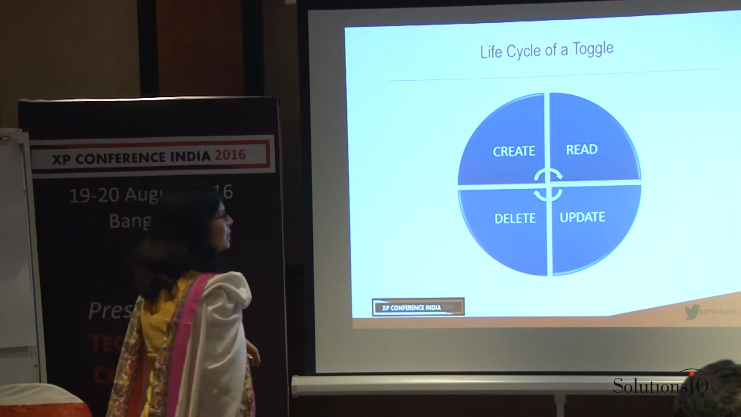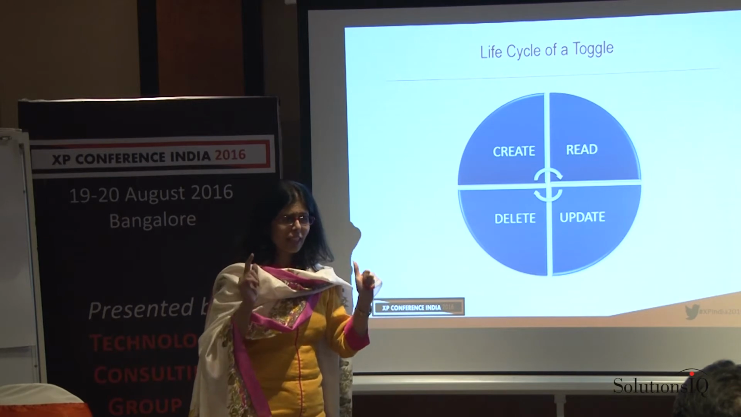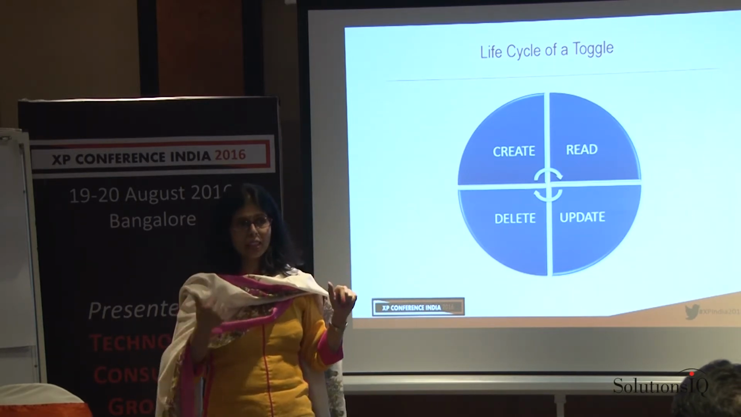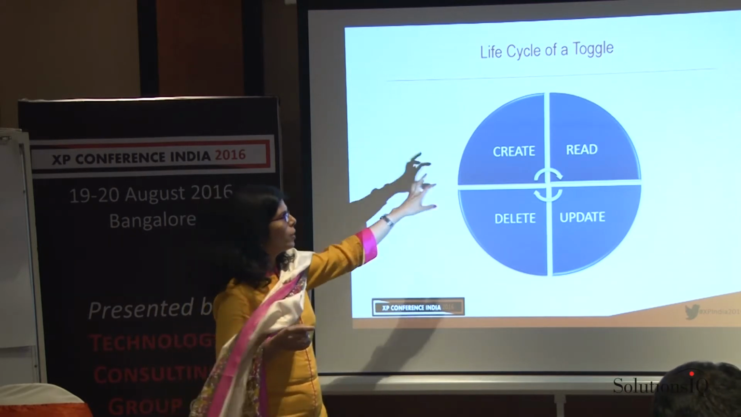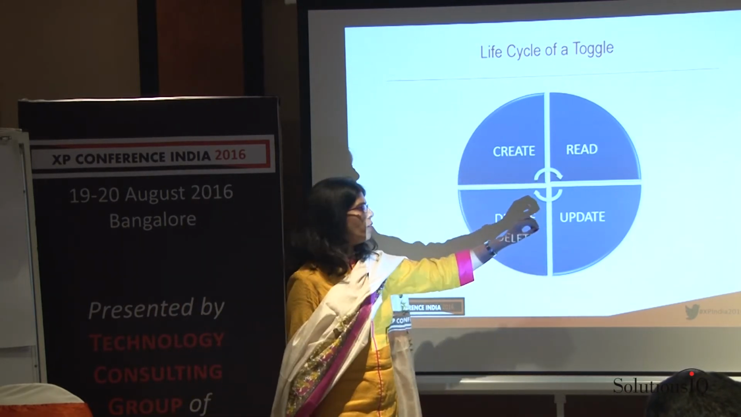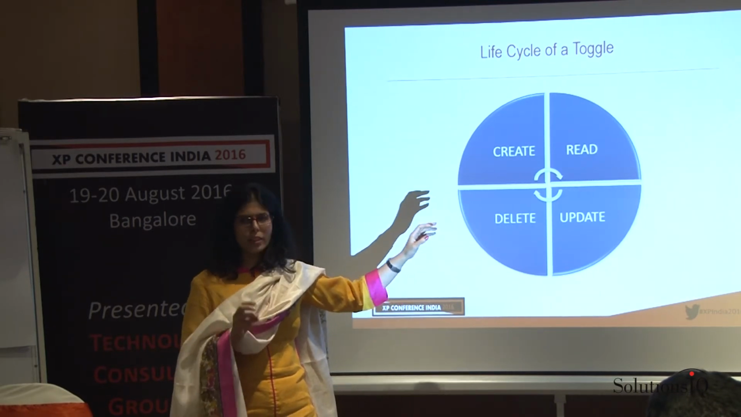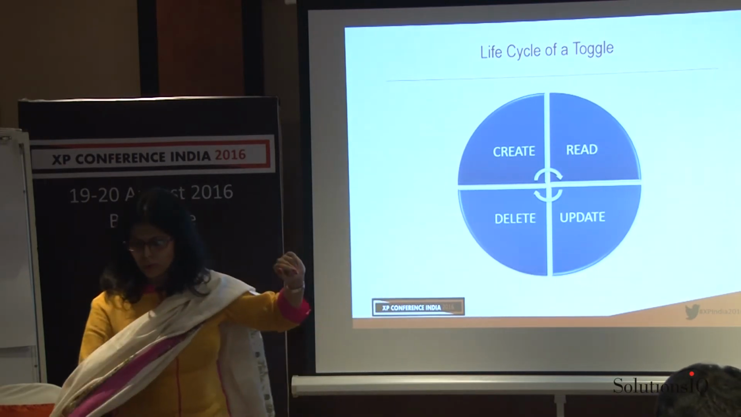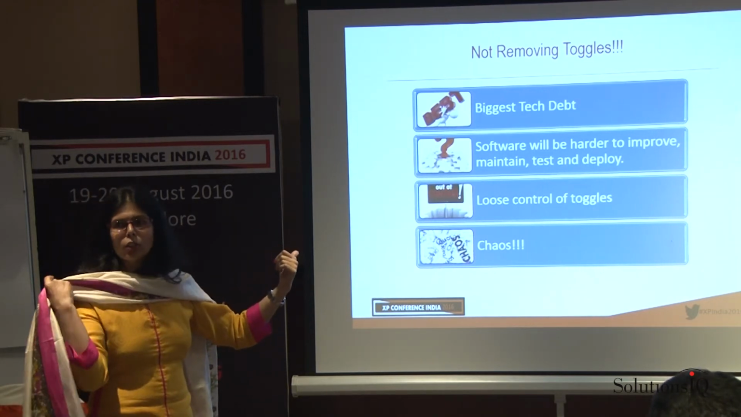The life cycle is read. So first you create a toggle. The first thing that you have to do is sit up and design. I'll come to the lessons learned. I will spend more time on the lessons learned for feature toggles. So we create a toggle, we read the toggle, we update the toggle, and then finally in case you really want that toggle to go away, we delete the toggle. Okay, so I just quickly, what can happen if you are not removing toggles?